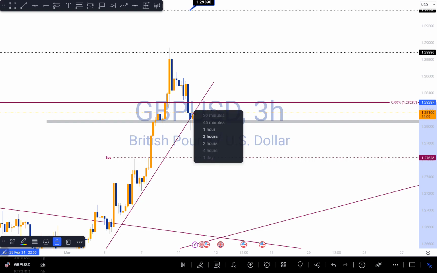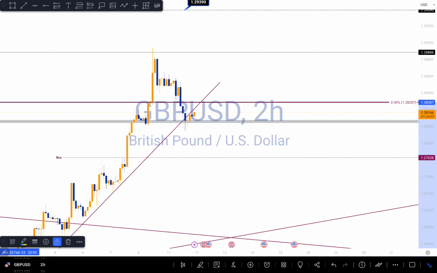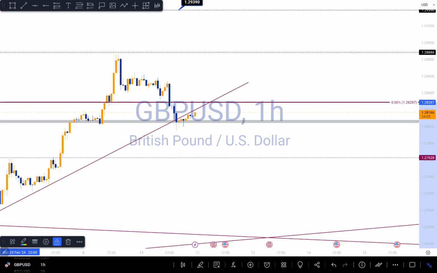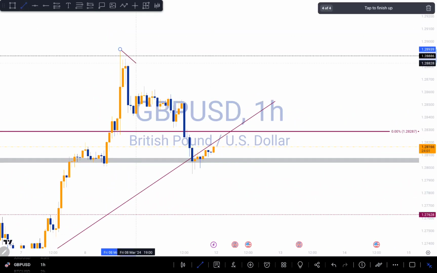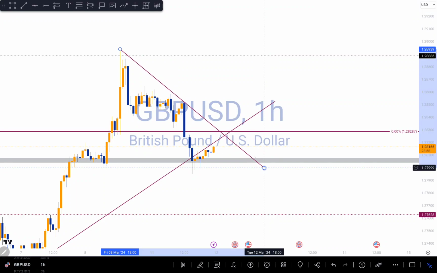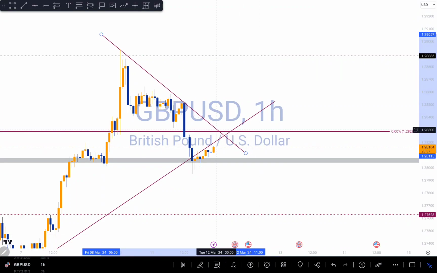So let's go to my 2-hour time frame and see no different. Let's go to my 1 hour and see no different as well. So you can still also draw a counter trend line right here, from here to here.